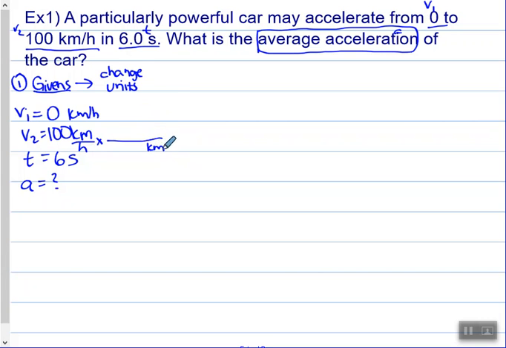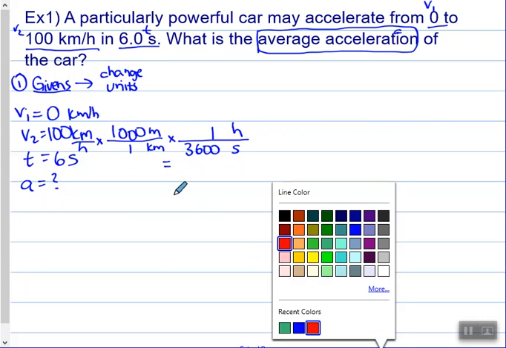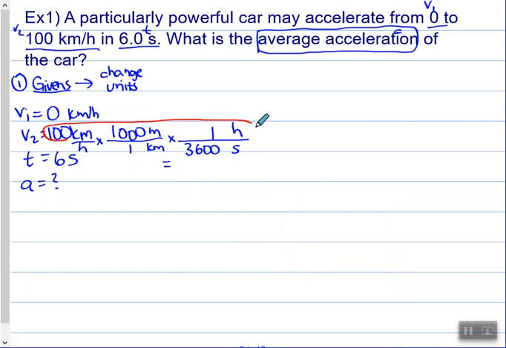So changing kilometers to meters, so kilometers on top, kilometers on the bottom, that will reduce. And changing my hours, so hours is on the bottom, so hours on the top, into seconds. So in 1 kilometer, there's 1,000 meters, and in 1 hour, I have 3,600 seconds. And we end up getting 100 times 1,000 times 1, get 100,000, divided by 3,600. Kilometers reduces with kilometers, hours reduces with hours. I'm left with meters per second.